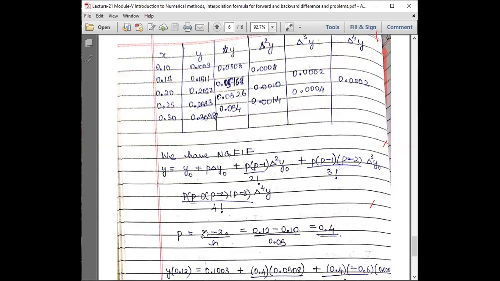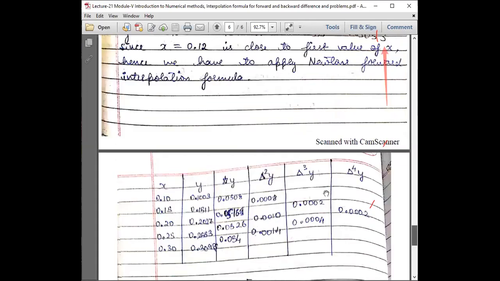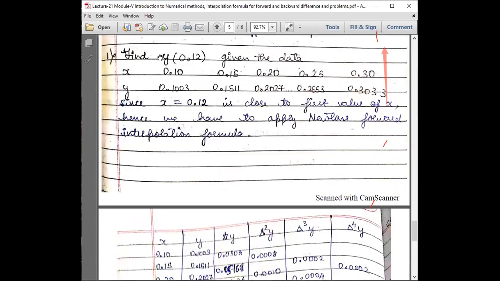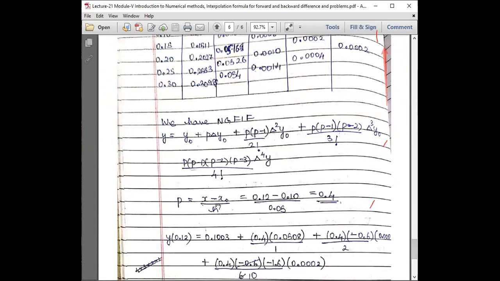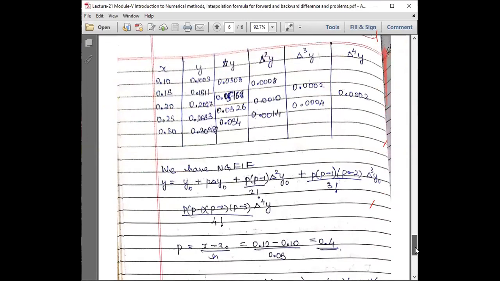So what is the value of x here? Already in the given problem x is equal to 0.12. Our aim is to find y of 0.12. So x is equal to 0.12. What is the value of x naught here? It is the point nearer, 0.10, the first point. So x naught is equal to 0.10, and the step value should be 0.05.